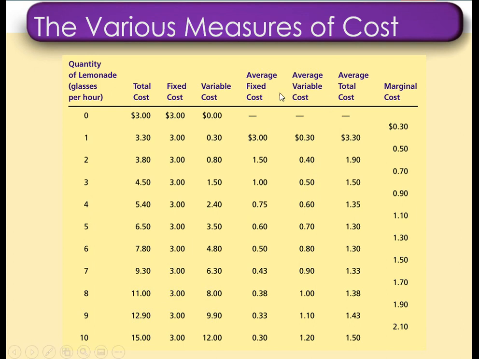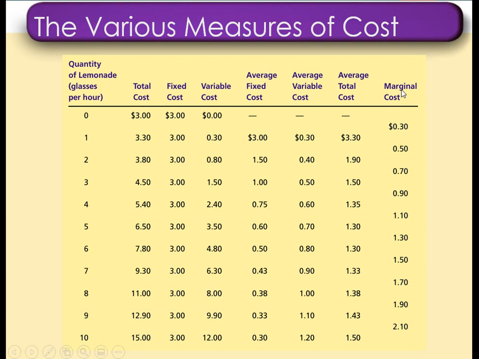The second formula for the calculation of average total cost is that we divide total cost by the number of goods produced. So here we have total cost 3.30 and the quantity is 1. So 3.30 divided by 1 equals 3.30. And here the total cost is 3.80 and the number of units produced is 2. So 3.80 divided by 2 equals 1.90. And 4.50 divided by 3 equals 1.50. 5.40 divided by 4 equals 1.35, and similarly you can calculate the rest of the values.